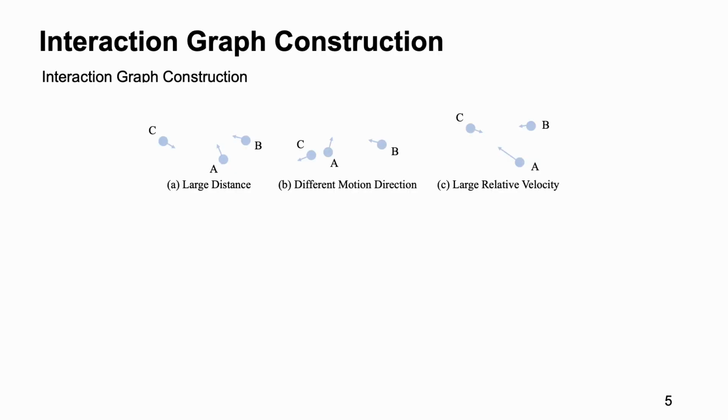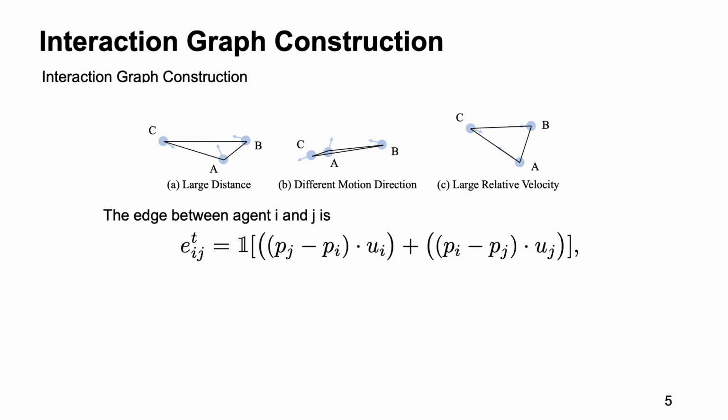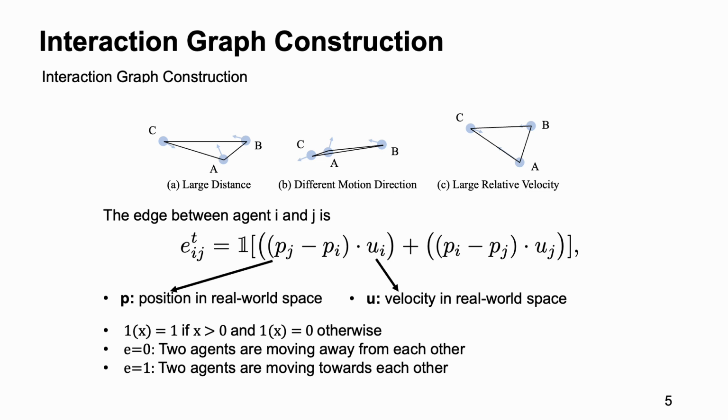We use distance and velocity information to construct interaction graphs. The interaction graphs are constructed based on the equation. The p is the position in real-world space and u is the velocity in real-world space. The function means that two agents will not affect each other if they move away from each other. Otherwise, if they are moving towards each other, then agent i and agent j are connected.